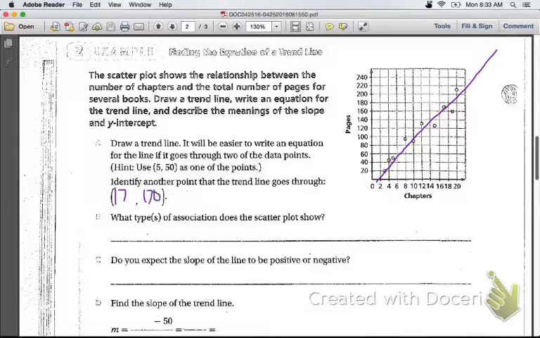So find 2 points. What type of an association does this scatter plot show? It is a positive and it's linear. Do you expect the slope of the line to be positive or negative? Well, we expect it to be positive because of the positive association.